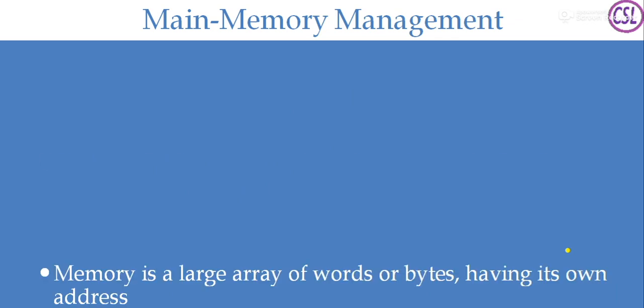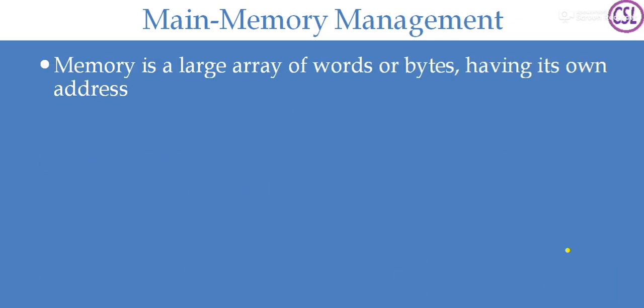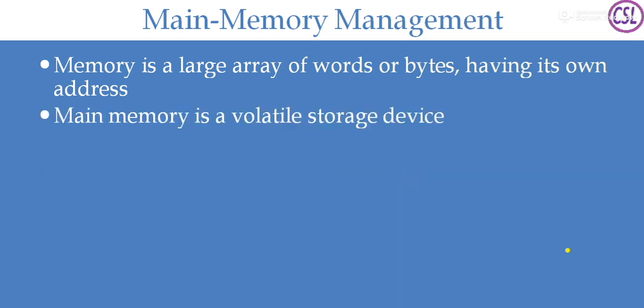The next operating system component is main memory management. In the case of main memory, what is a memory? Memory is a large array of words or bytes. All are addressable, that means each byte has its own address. Main memory is a volatile storage device. Volatile means when the power is on, the content in the memory is available. When you switch off the power, that means your computer is shut down, all the contents in the primary memory or main memory are removed.